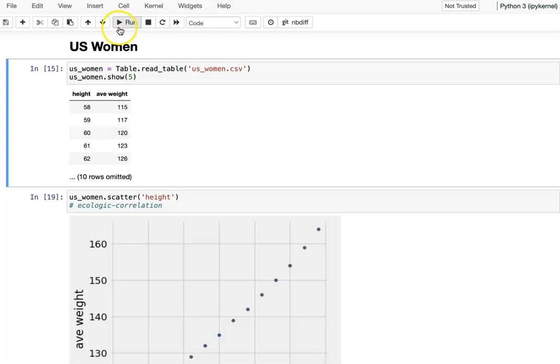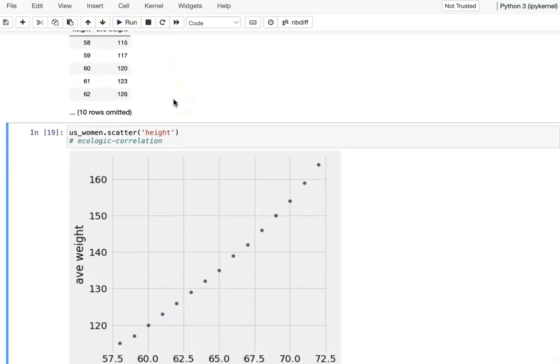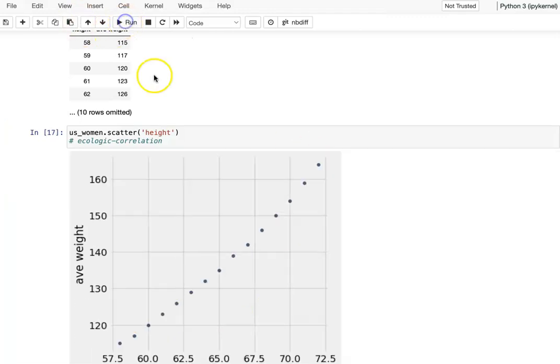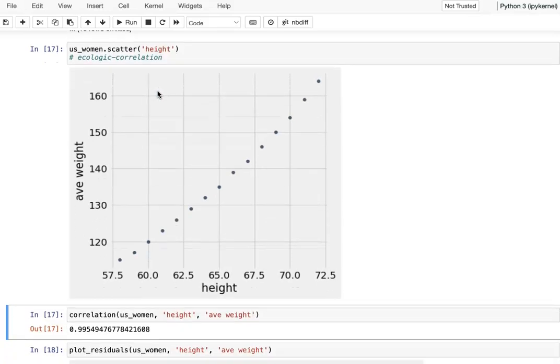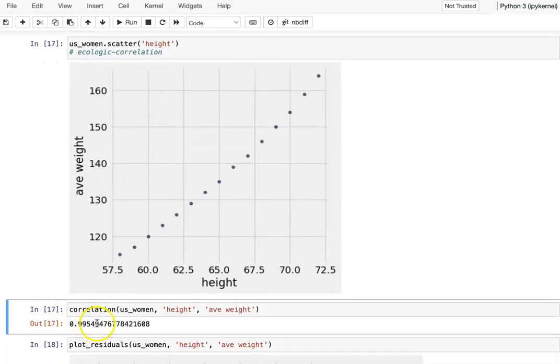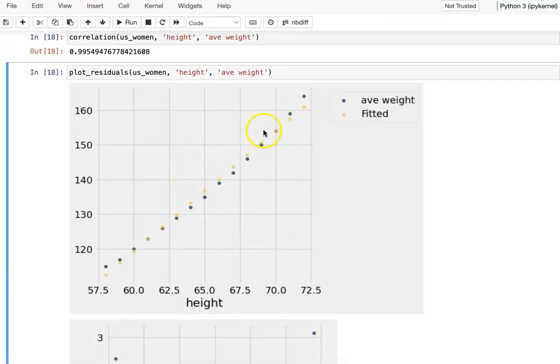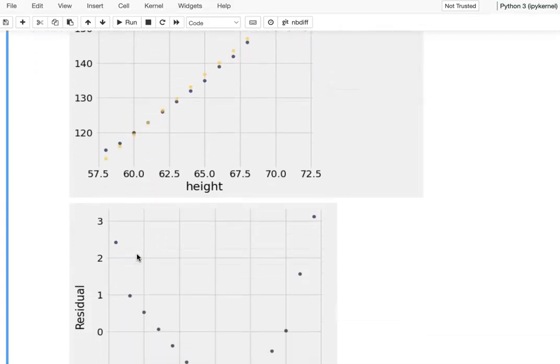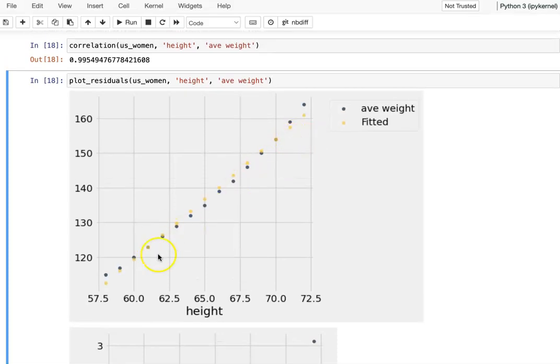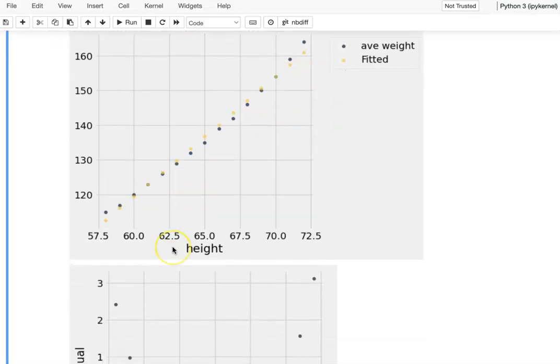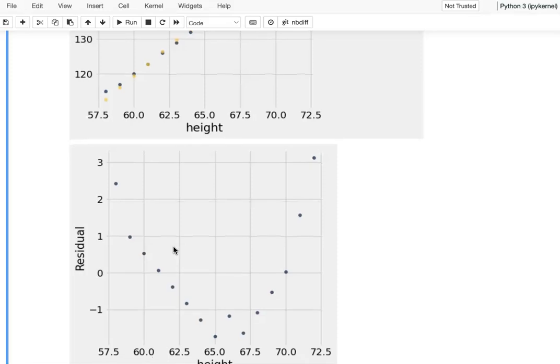Then you will see what the scatter plot looks like. Yeah, they are almost exactly a straight line. If we try to see the correlation, their correlation is 99%, 0.99. Then if we plot the residual, we can see the line actually fits pretty well. Supposedly the line looks very good, right? It's a very good fit. But then look at this residual.